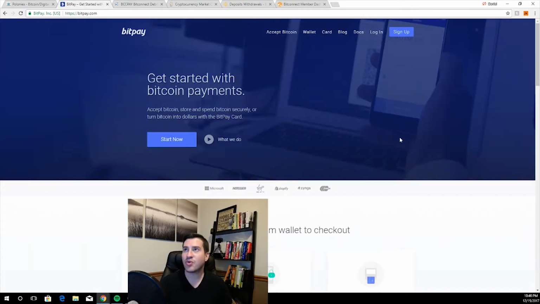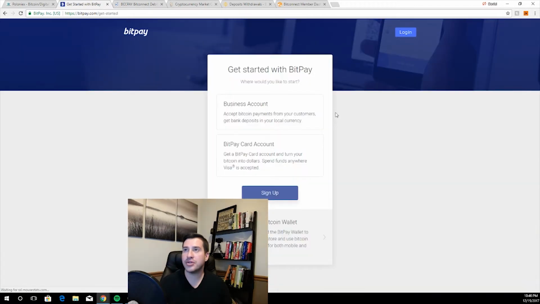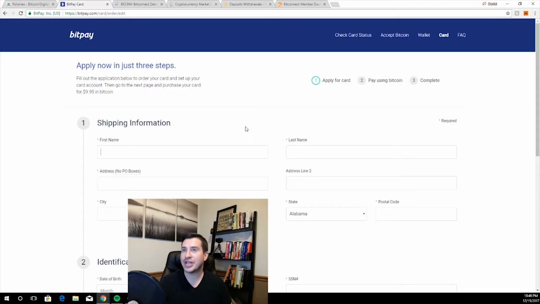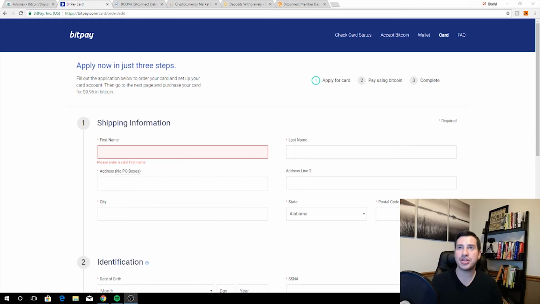On to the next one, BitPay. We are going to sign up. Looks like this card is only $10, a little bit cheaper than the BCC Pay card, but it is only Bitcoin. I am going to fill this out off camera. Catch up with you guys in a second.